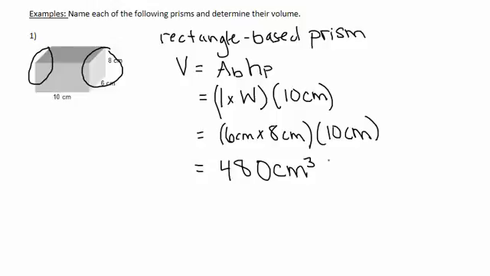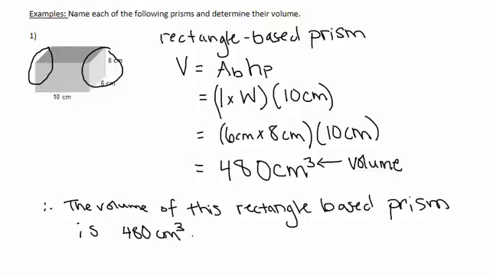It's important to remember that for volume, the final units are always going to be cubed. Area, it's squared. Volume, it's cubed. And we'll end with the concluding statement. Therefore, the volume of this rectangle-based prism is 480 centimeters cubed.